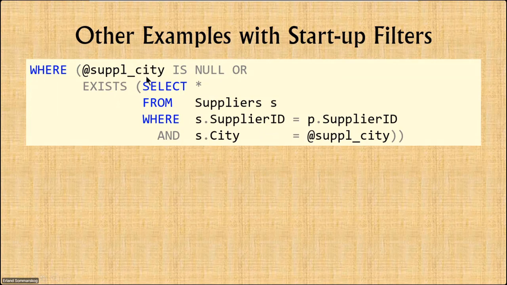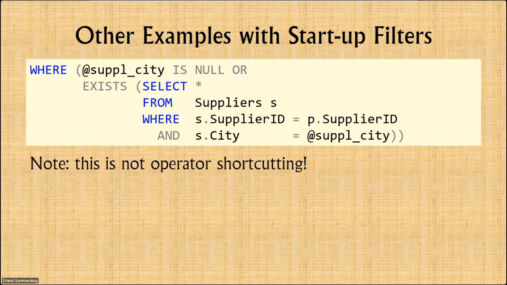Now, some people might say, yeah, but this is operator shortcutting. No, this is not operator shortcutting. There is no operator shortcutting in SQL. We could change these conditions around, and it will still have the same effect. SQL Server may or may not evaluate both sides of an OR or an AND, and it reserves the right to decide in which order it's going to evaluate.